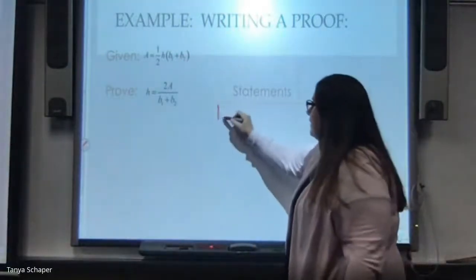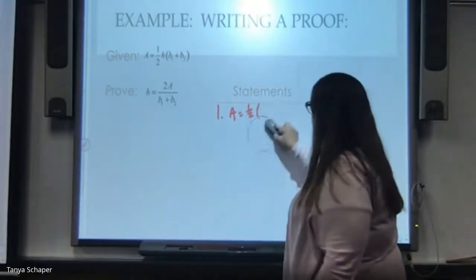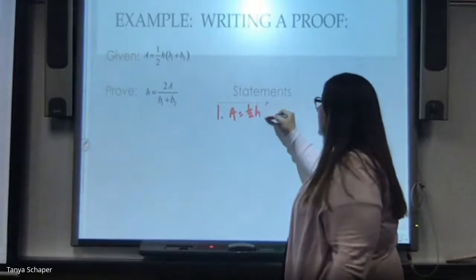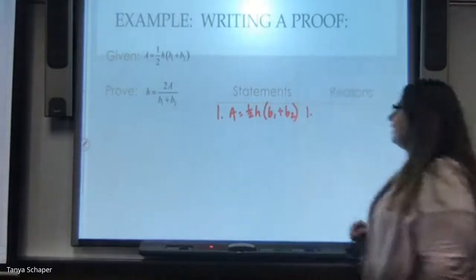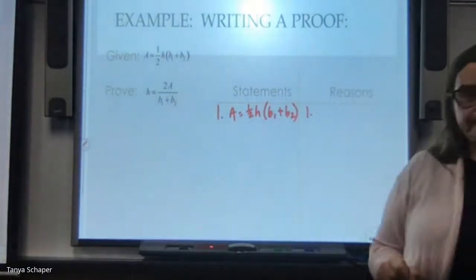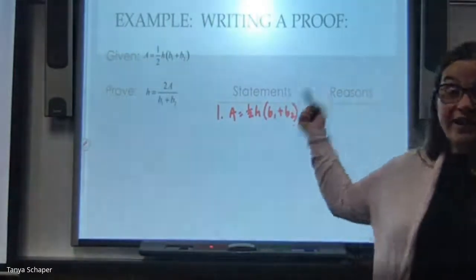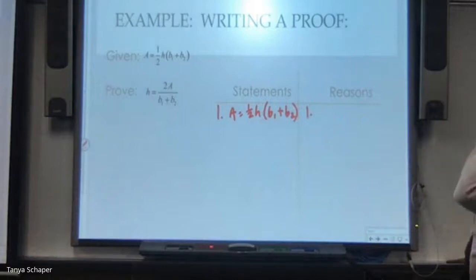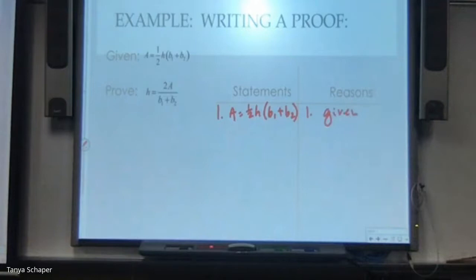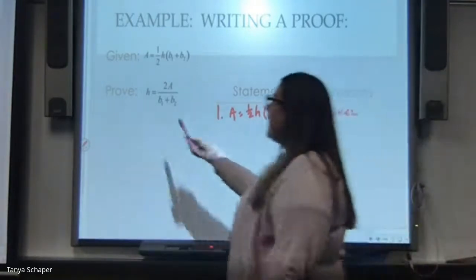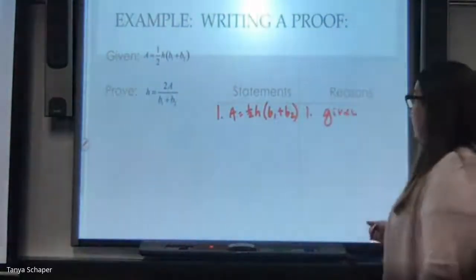So my first statement is going to be that A equals 1/2 H times the quantity B sub 1 plus B sub 2. So who knows what this is the area of? Anyone? Trapezoid. It's the area of a trapezoid. All right, so I'm going to list that and I'm going to say given, because that's my first statement. It's given. Now I need to get to isolating the H. I want to rewrite this equation eventually so H is all by itself.